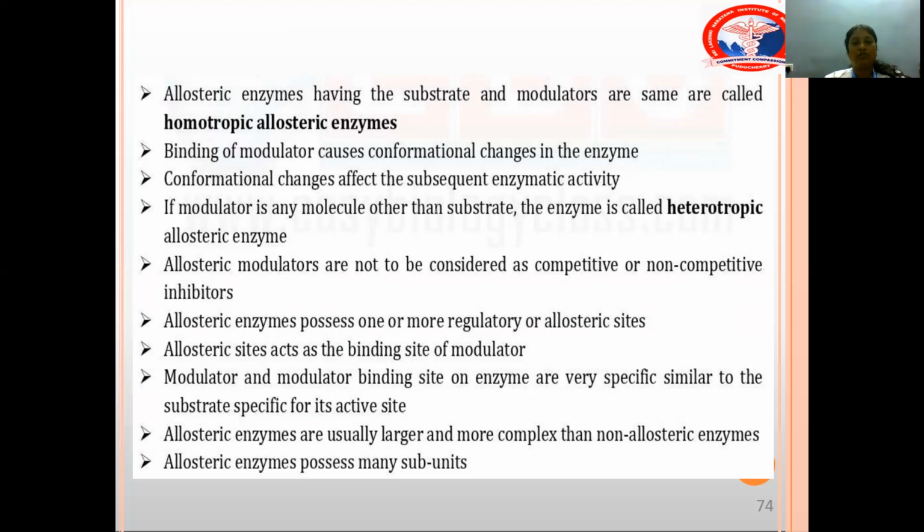Allosteric enzymes will possess one or more regulatory allosteric sites. Allosteric sites are the sites where the modulator or allosteric effector will come and bind. Similar to substrates, the modulator and modulatory binding site on the enzyme are complementary to each other and are very specific, similar to the substrate and the substrate binding site or active site of the enzyme. Most of the allosteric enzymes are usually larger and more complex than non-allosteric enzymes. Hence, they will possess multiple subunits.